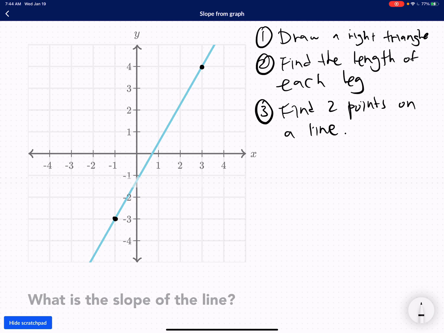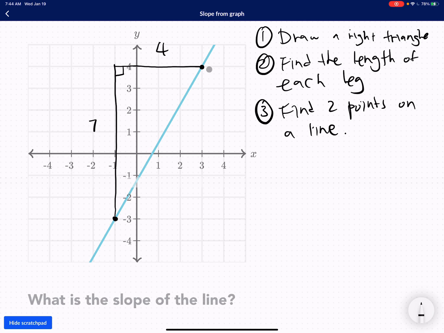And now we have to just draw a right triangle, right? So we're gonna do a right triangle. Voila. This is my right triangle. That is a right angle, right? So we found 2 points on the line. We drew a right triangle. Now we have to find the length of each leg, okay? So the length of each leg is 1, 2, 3, 4, 5, 6, 7. That's 7. And 1, 2, 3, 4, and that's 4. Okay, so as you can see, this is 7 and this is 4.